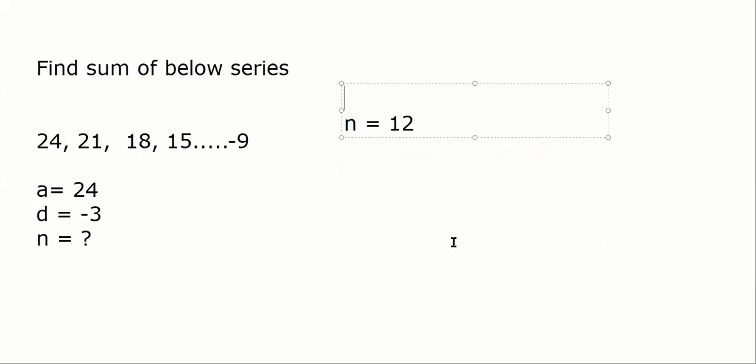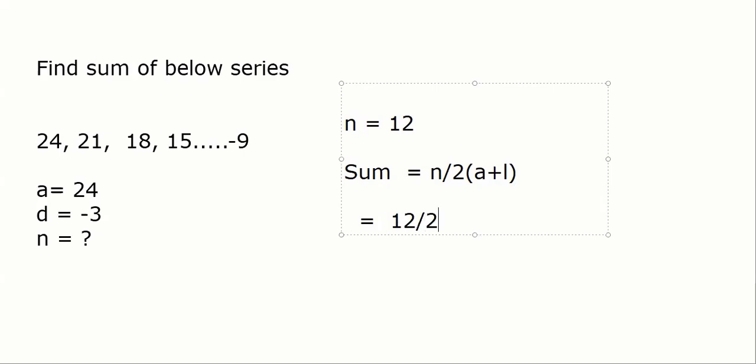So we got n equal to 12. If we got n equal to 12, we know a, we know d. We can easily get the sum equal to n by 2. We can use this also now, our choice now, because we know the last term. We can also use n by 2 into 2a plus n minus 1 d, or this one. Anything is okay. n is 12, 12 by 2. a is 24. The last term is minus 9.